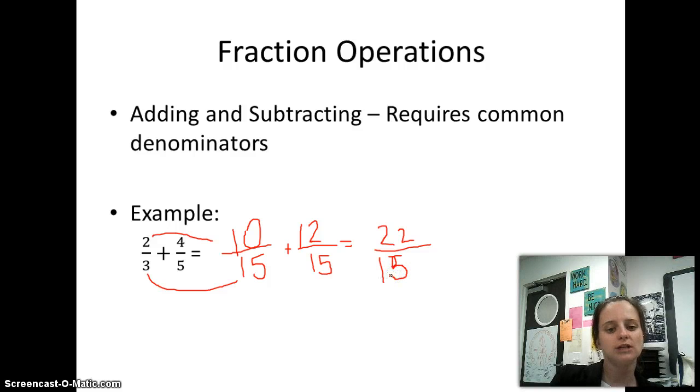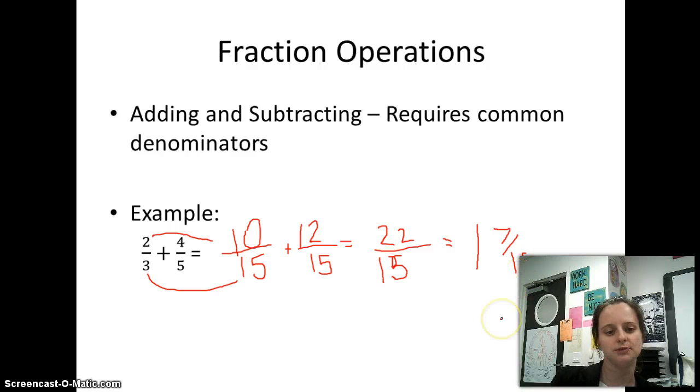So this is 22/15. So imagine I have something broken into 15 pieces. I have 22 of them. So then I need to turn that back into a mixed number. So 15 goes into 22 one time. And when I do that, I took out 15 of those 22 pieces, so now I have 7 left over. So 1 and 7/15ths is my answer.